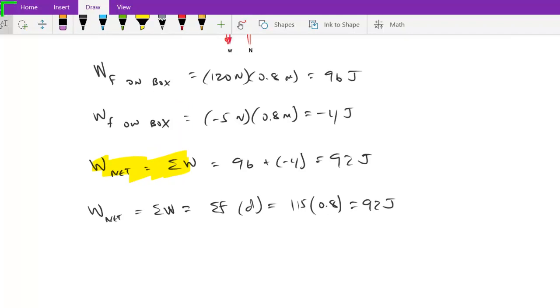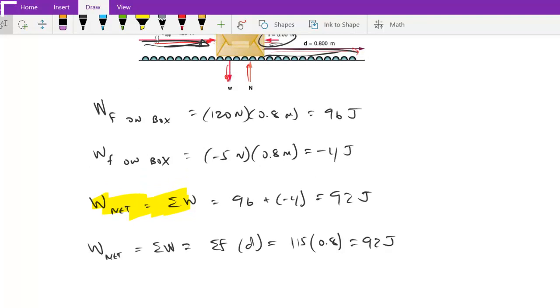And as we see in later videos, this net work will change the energy of the box. And so we might want to consider all the different works being done.